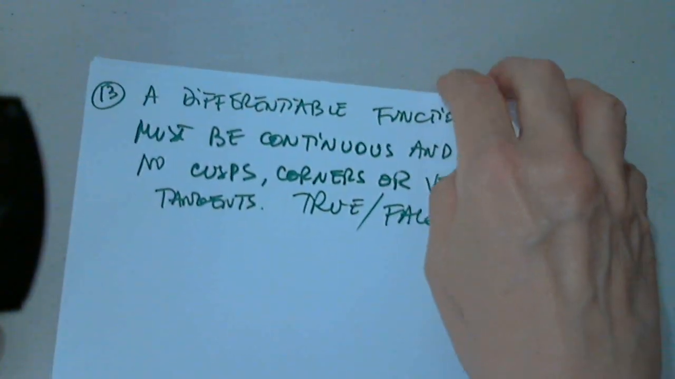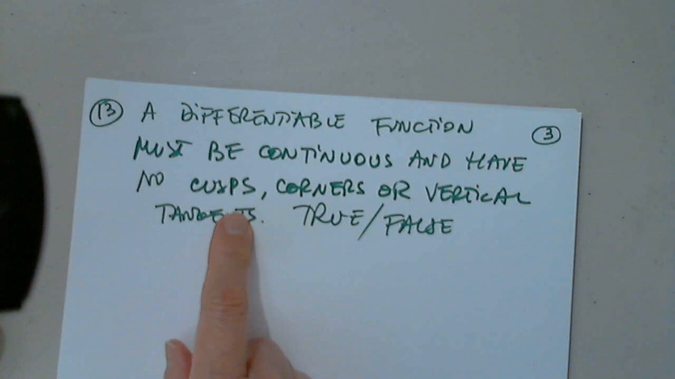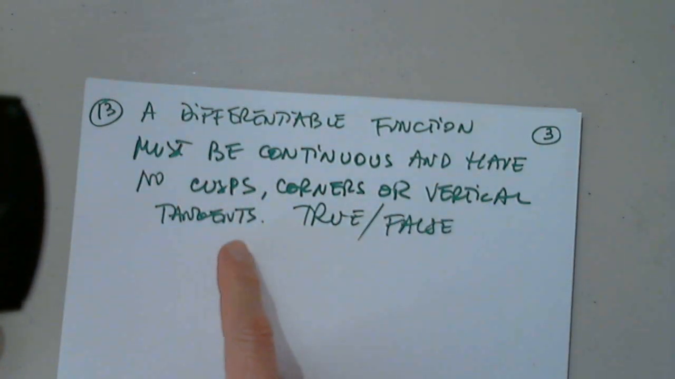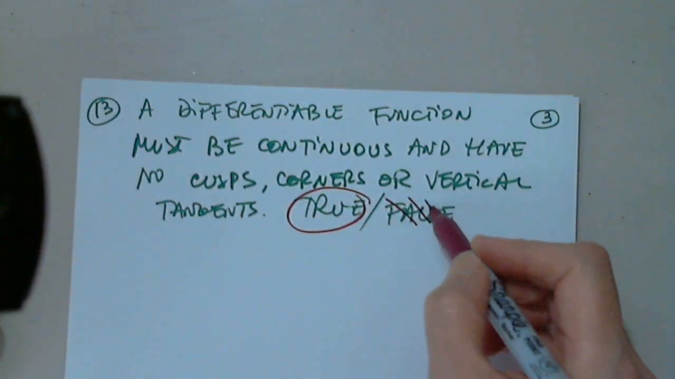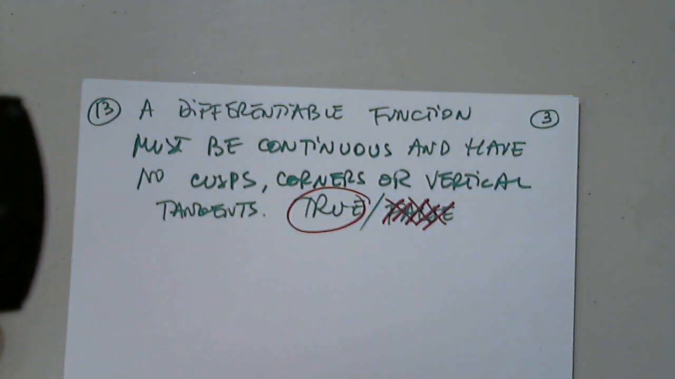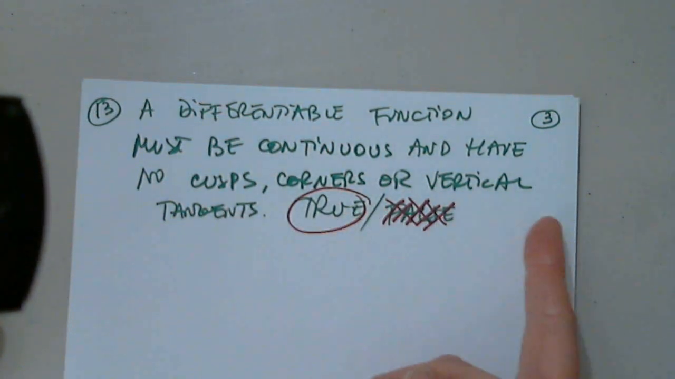Okay, last one. I know this was a long one. A differentiable function must be continuous and have no cusps, corner, or vertical tangent. True or false? True. Of course, we just talked about it a second ago. Good, so a function is differentiable only if it's continuous and does not have these that we just discussed. Okay, awesome. And now I'm ready. The floor is open. Anything you want to ask, anything you want to go back to?